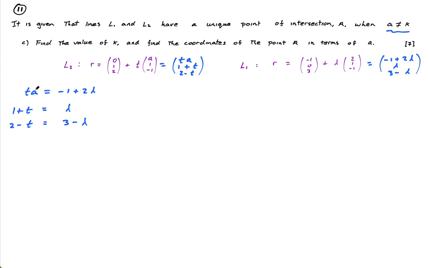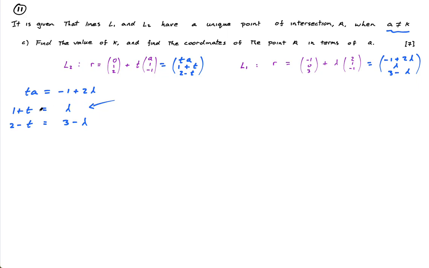Okay, so now we have a system of linear equations. The a, guys, is just a constant because we're trying to find the point of intersection in terms of a. So don't worry about the a. There's only two variables here, lambda and t. So you can solve this the way you'd solve two simultaneous equations. I'm going to do it using substitution. The best thing to start with is this one here, because we have 1 plus t equals lambda, so I have lambda in terms of 1 plus t.